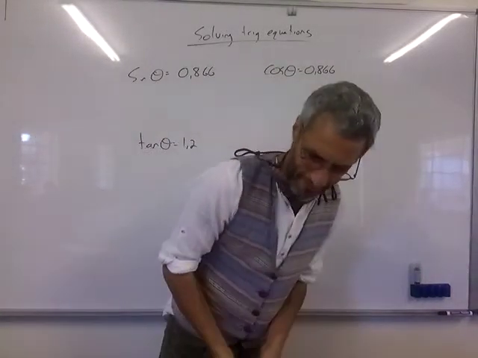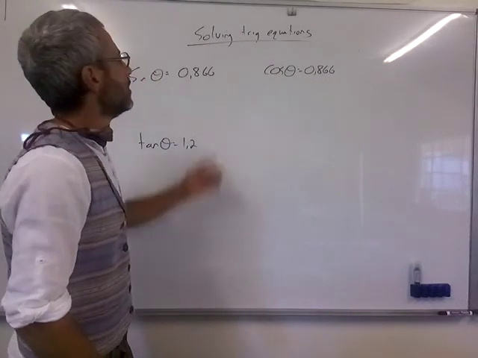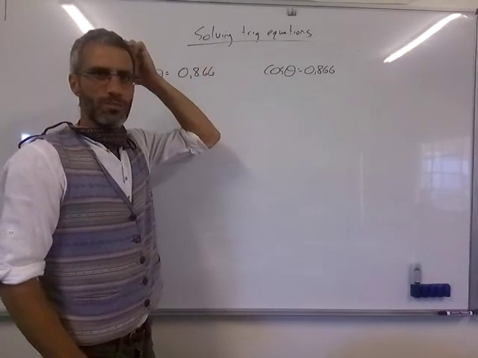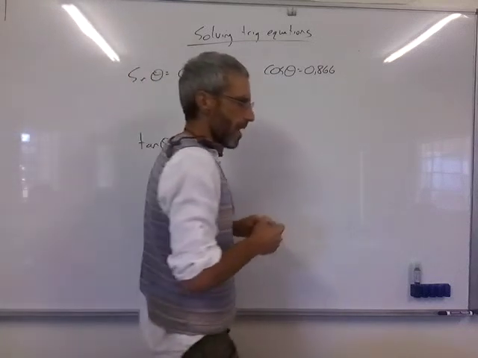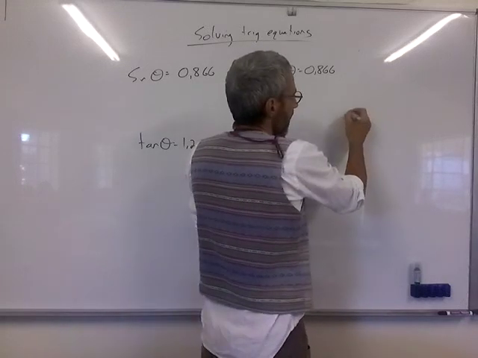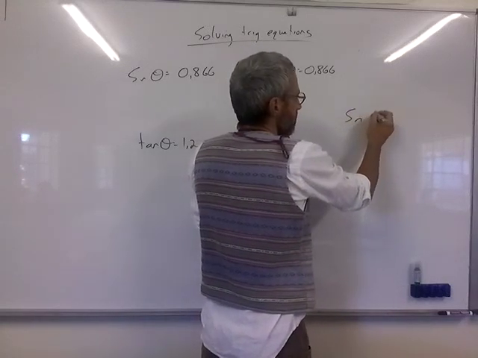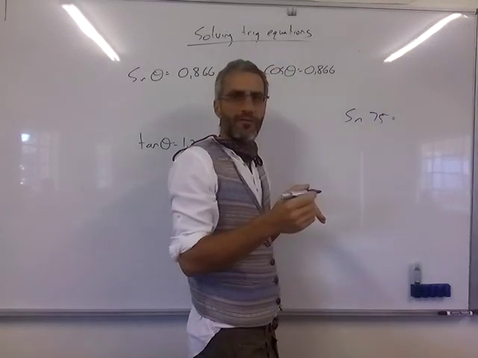Today, I've got a feeling we have done it, but I think it will be worthwhile just doing it again. We're going to solve trig equations, okay? Normally, what we've done mainly is I gave you sine 75, and then you can use the calculator to find what it is.